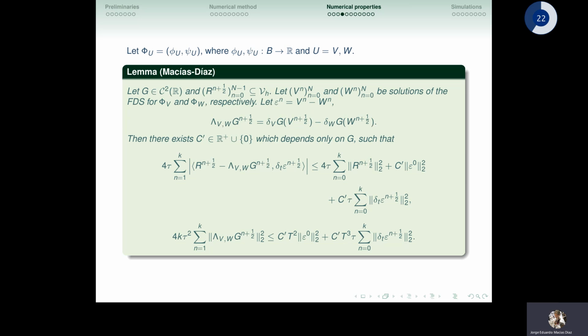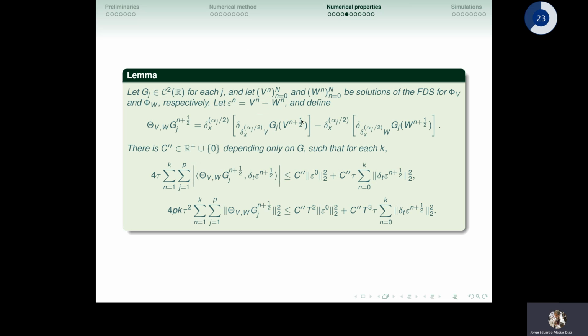In order to establish the stability and the convergence of the scheme, we are going to require some lemmas. This is a lemma taken from the literature, which helps us to bound some terms which appear in stability and convergence. This is another lemma. This is also helpful to bound terms.